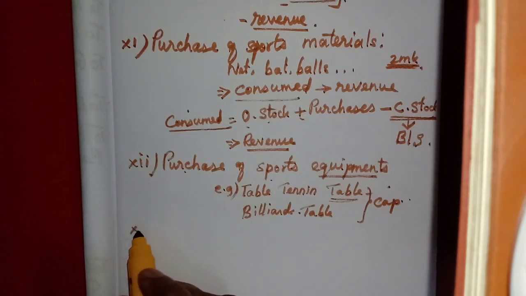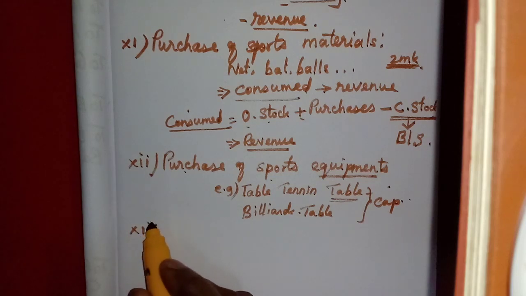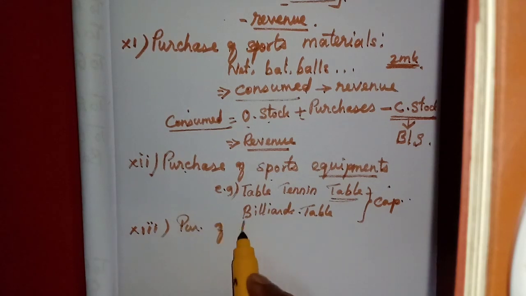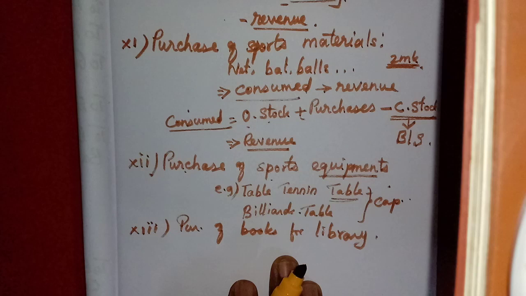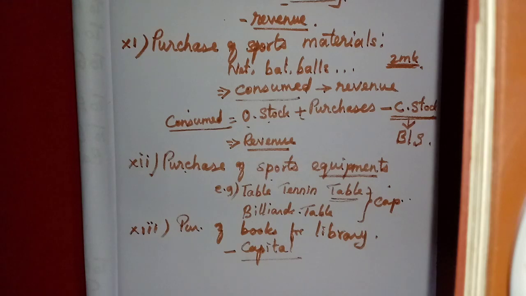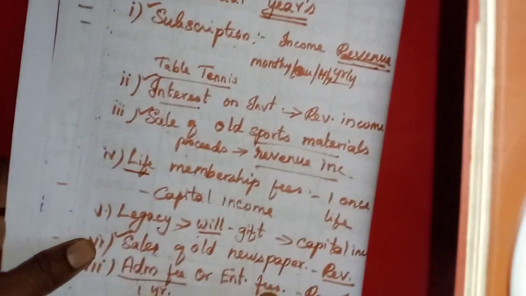Then the 13th one, purchase of books for the library. In the library, they may purchase books every year, but the books that they buy will be used for many years. So this should be considered as capital nature, and should not be entered in the income and expenditure account.